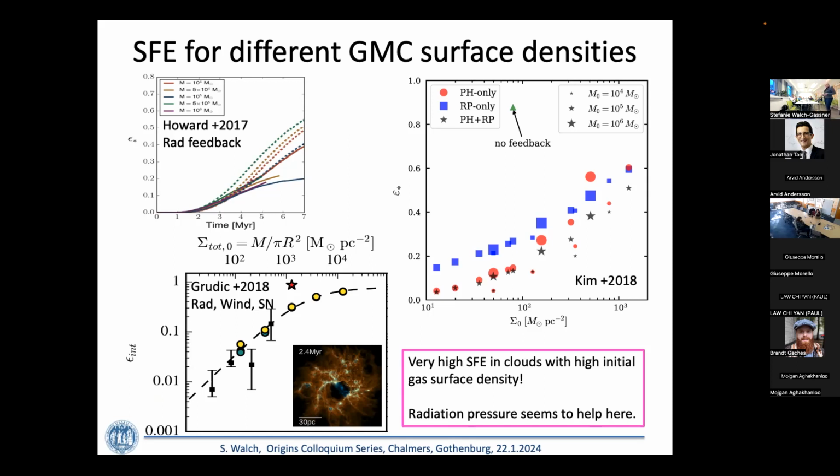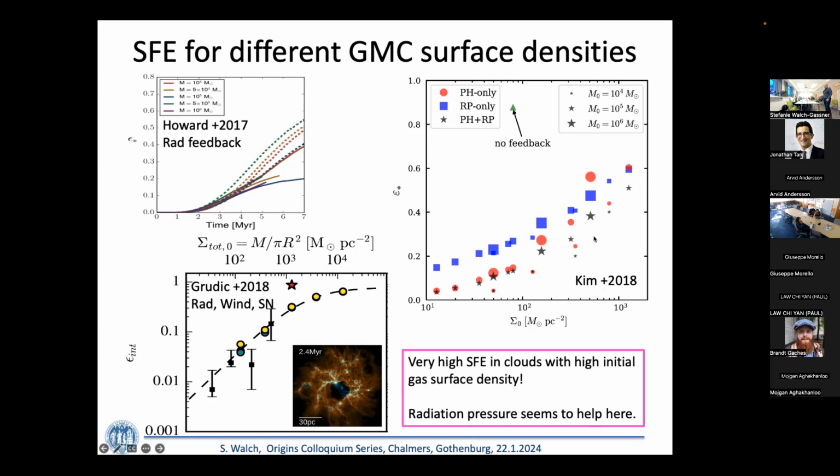And for the ionizing radiation, the recombination rate goes with the number density squared, meaning that if you have higher density gas, you would actually recombine a lot more efficiently. Your H II regions are a lot smaller, and so it's very difficult for the ionizing radiation to disperse the clouds. And that's why people have been thinking about radiation pressure becoming more important, taking over the role of ionizing radiation when you go to higher surface density clouds.